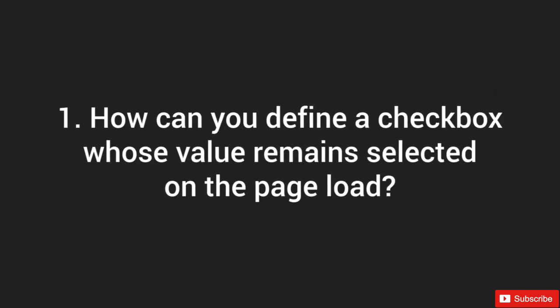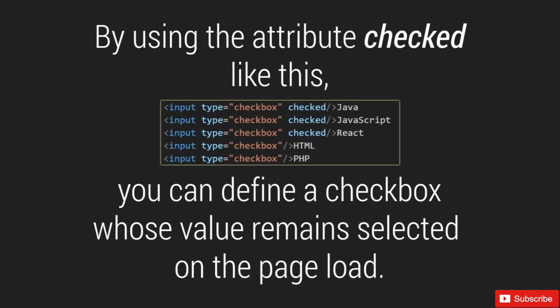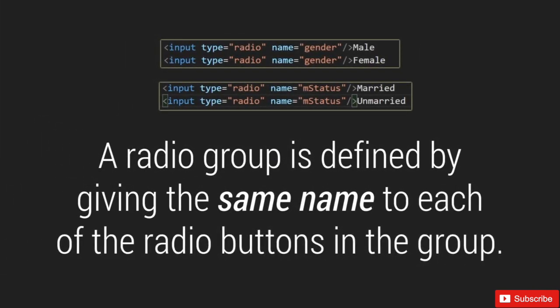Now let's talk about relative questions. So how can you define a checkbox whose value remains selected on the page load? So by using the attribute checked, you can achieve this, as we have seen here in this example. The second question is, what is radio grouping? So radio group is basically giving the same name to multiple options, and if you give the same name, that means out of those radios, the user is allowed to select only one. The rest of the radio from the same group will be automatically deselected.